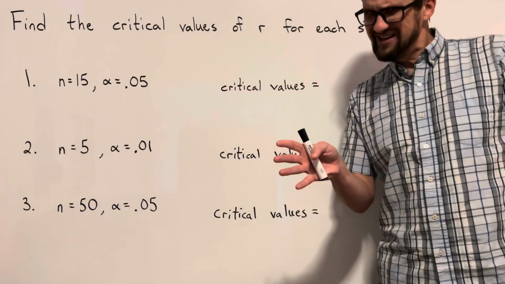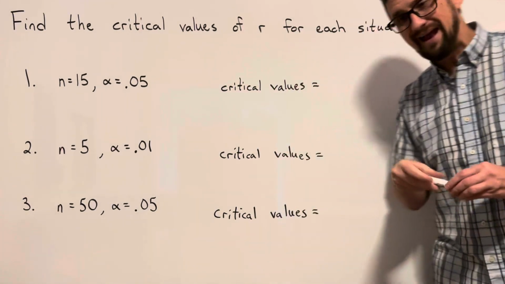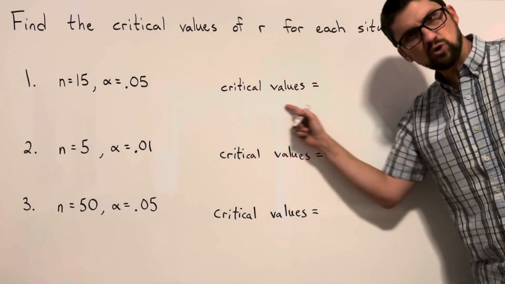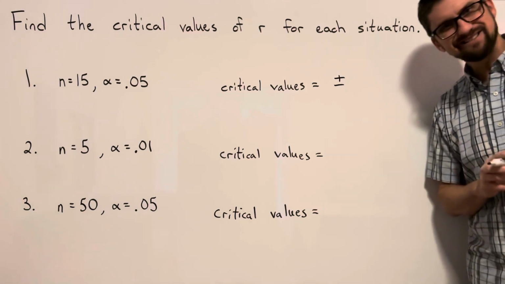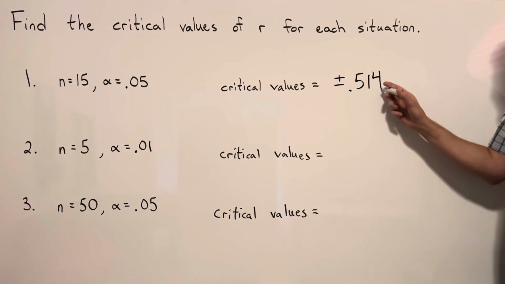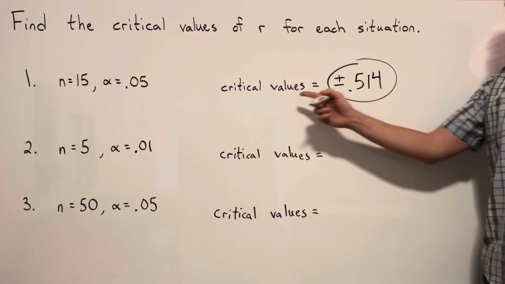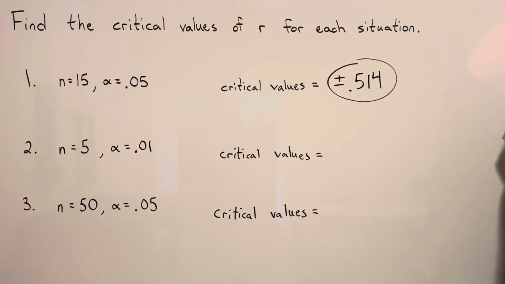An important thing you need to realize is that these critical values come in opposite pairs. So when you write out the critical values, you need to include a plus or minus sign. So the critical values for number 1 here are plus or minus 0.514.